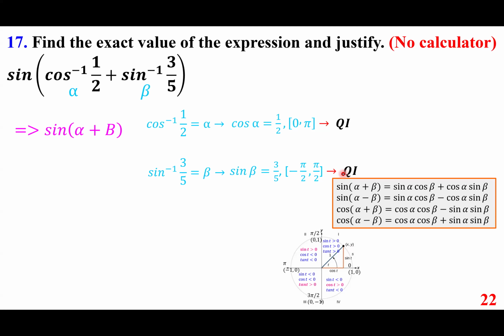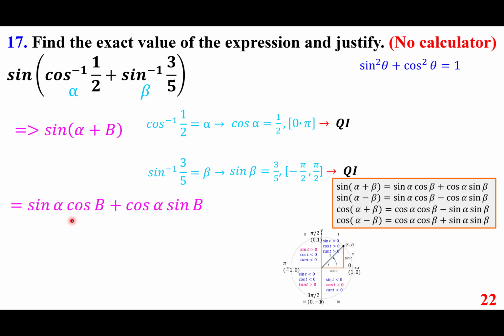So in both cases we end up with quadrant 1, which means everything is positive. Let's go back. We have cosine alpha and want to find sine alpha. We have sine beta and want to find cosine beta. Remember, sine squared plus cosine squared is 1. We need sine alpha cosine beta plus cosine alpha sine beta. We have cosine alpha and sine beta, but we want to find the other ones.